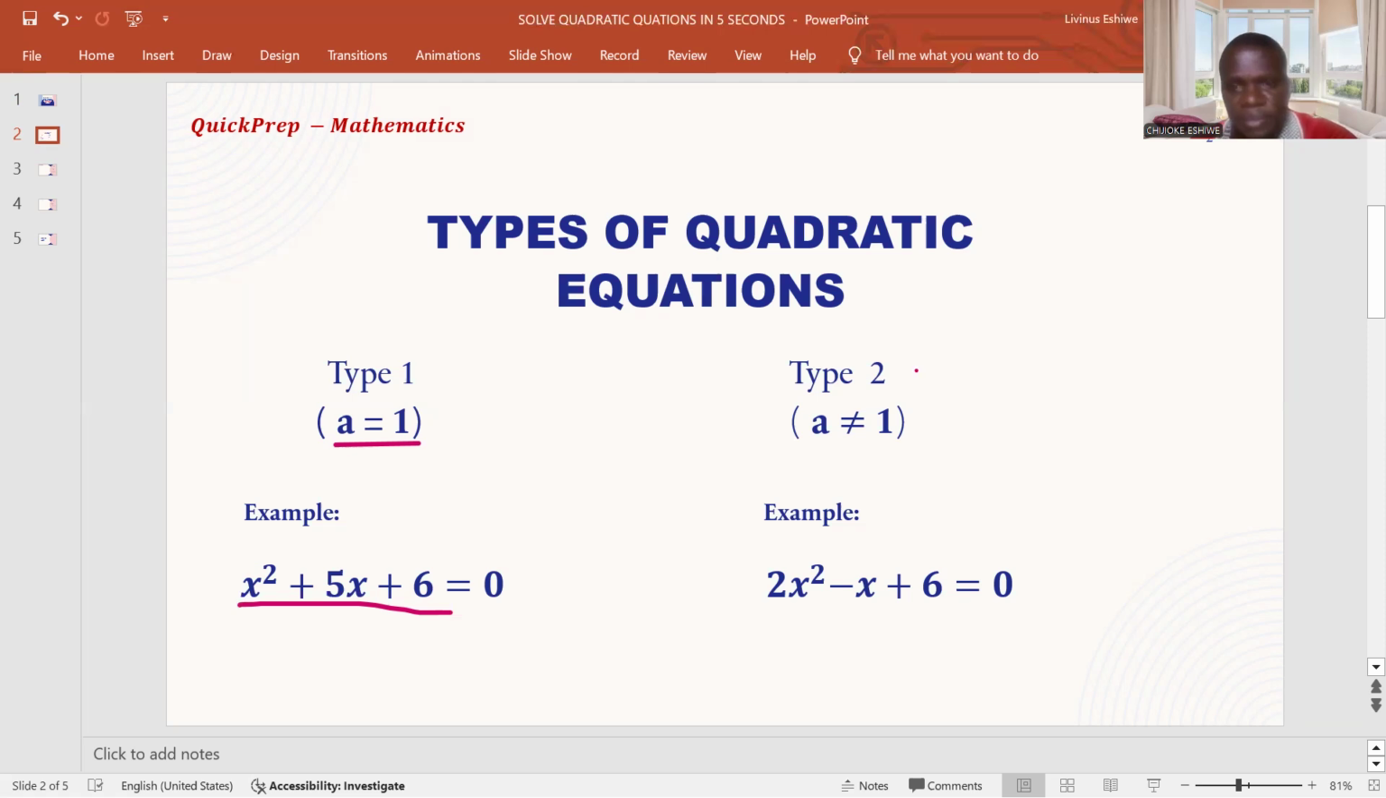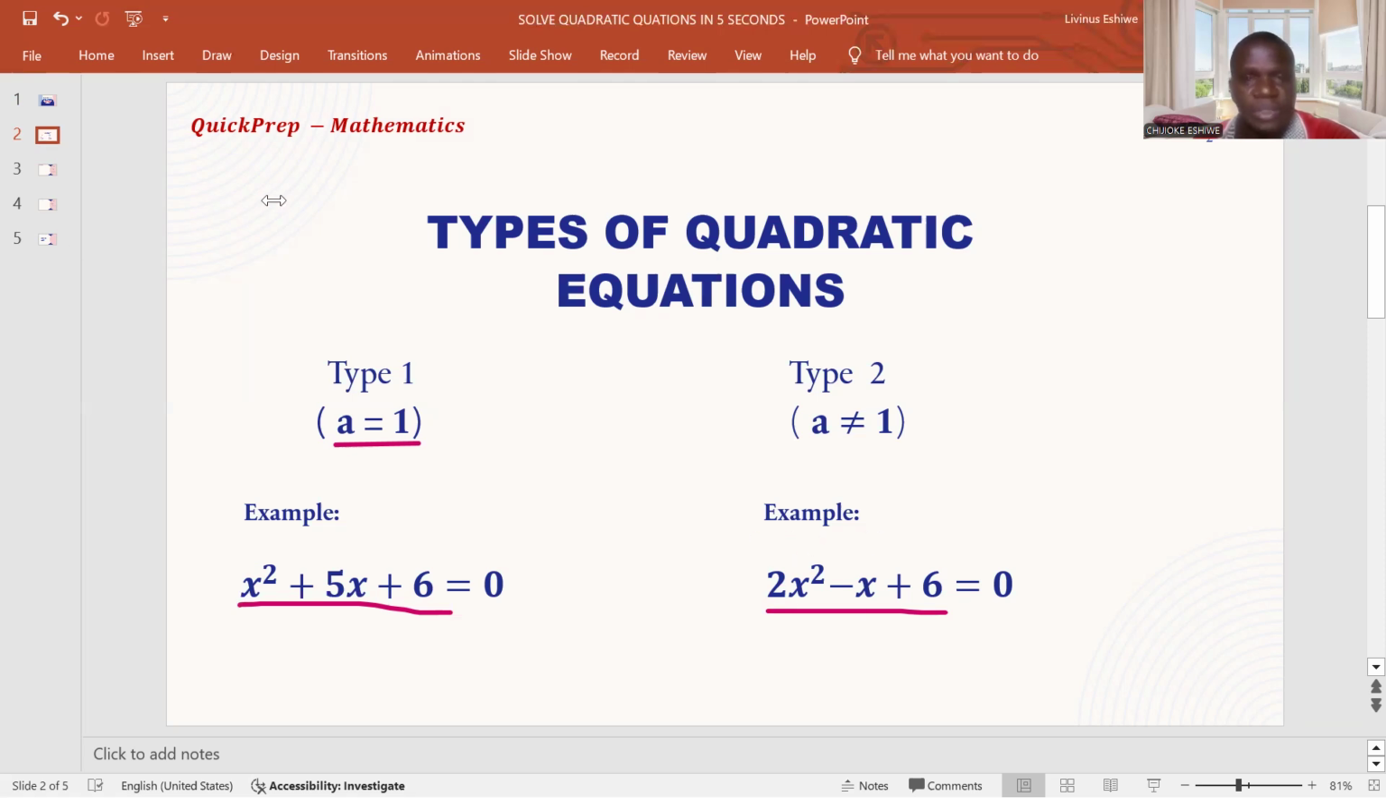On the other hand, the type 2 quadratic equation has a not equal to 1. That means it can be a negative number, a positive number, a decimal, it can be any value, but it is not 1. For example, you can see here that the coefficient of x squared is 2. That simply means that this is the type 2 quadratic equation.